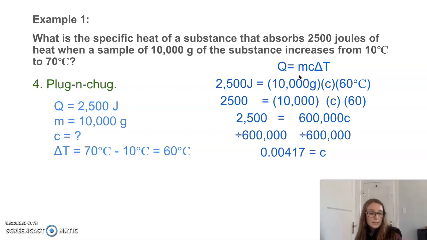I remember, okay, C is specific heat. The units for our specific heat are joules divided by grams times degrees Celsius. So that is my final answer.